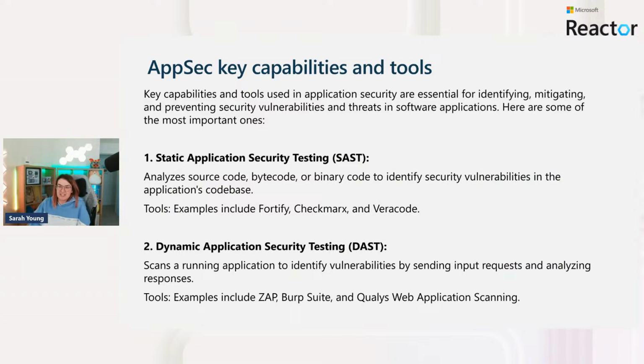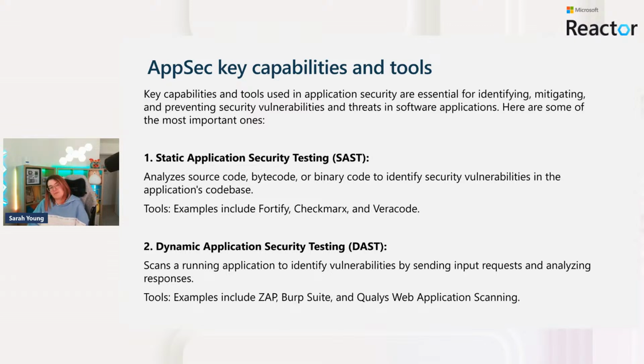So first up is static application security testing, or SAST. SAST is looking at source code. You basically give it some code that you've written, and then it can verify whether it looks like you have vulnerabilities in there. Some examples of this are Fortify, Checkmarx, and Veracode. They are all tools that will check your code.